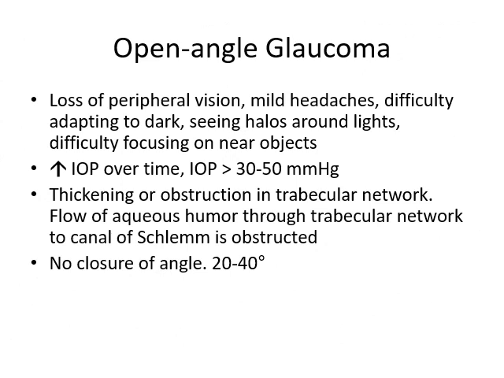So with open angle glaucoma, again, this just kind of differentiates that we have an increased intraocular pressure over time. As that angle kind of narrows, we have a gradual buildup or increase of intraocular pressure. We have a thickening and gradual obstruction in the trabecular network, and so the flow of that aqueous humor is obstructed. There is no closure of the angle, however. We do maintain an open angle, but it's just narrowed.